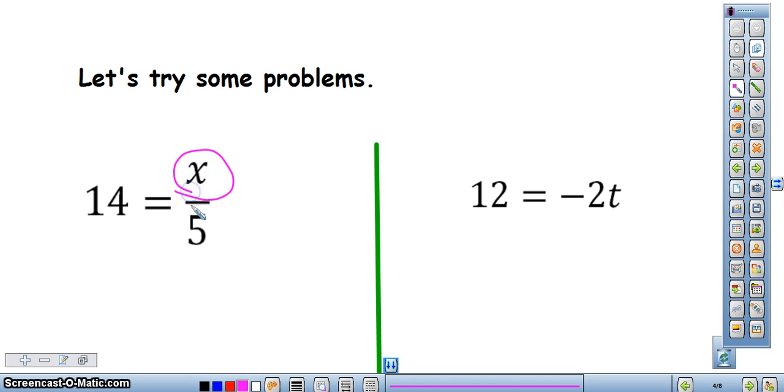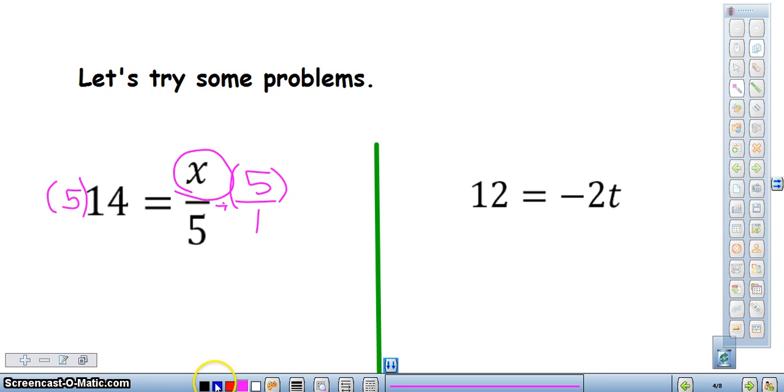Isolating x. X is being divided by 5. The opposite of dividing is to multiply. On this side, I'm going to think of it as 5 over 1. Since I don't have a fraction on this side, I can just think of it as 5. What happens to 5 over 5? 5 over 5 is the same as 1. 1x divided by 1 leaves me with 1x, or x. And now I'm going to take 5 times 14. 5 times 14 is going to give us 70.